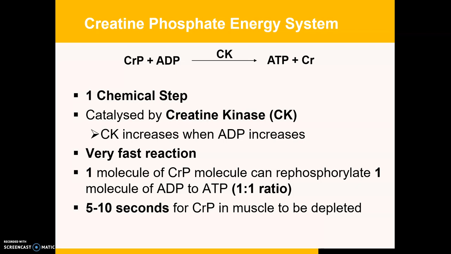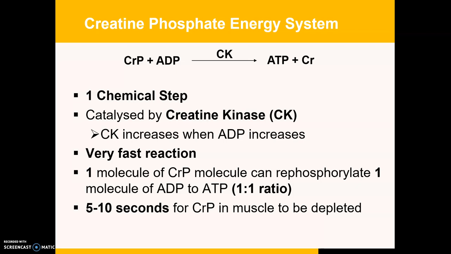So in summary, we can say that the characteristics of the creatine phosphate energy system are: number one, it has one chemical step. Number two, it is catalyzed by creatine kinase. Number three, it is a very fast reaction. Number four, one molecule of creatine phosphate can rephosphorylate one molecule of ADP to ATP, so 1 ATP per creatine phosphate molecule, a 1:1 ratio.